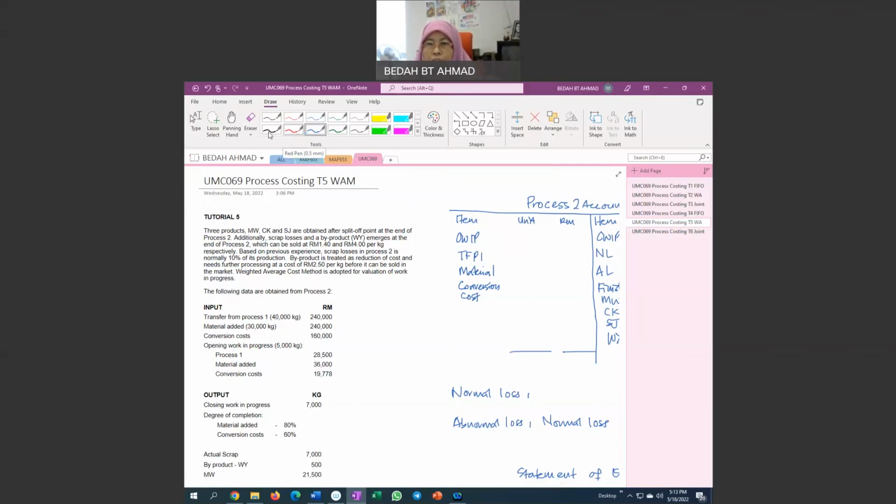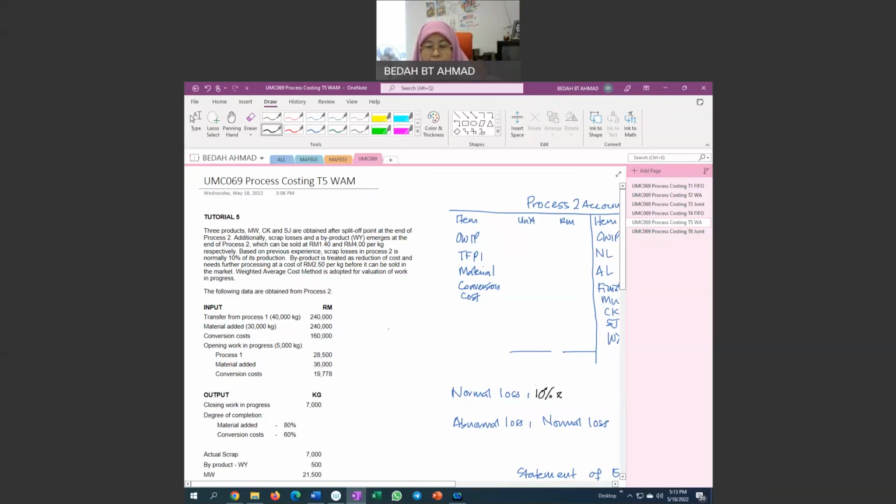So the scrap loss here is 10% of the production units. The byproduct is treated as a reduction of cost and needs further processing at a cost of 2.5 per kilogram before it can be sold in the market.